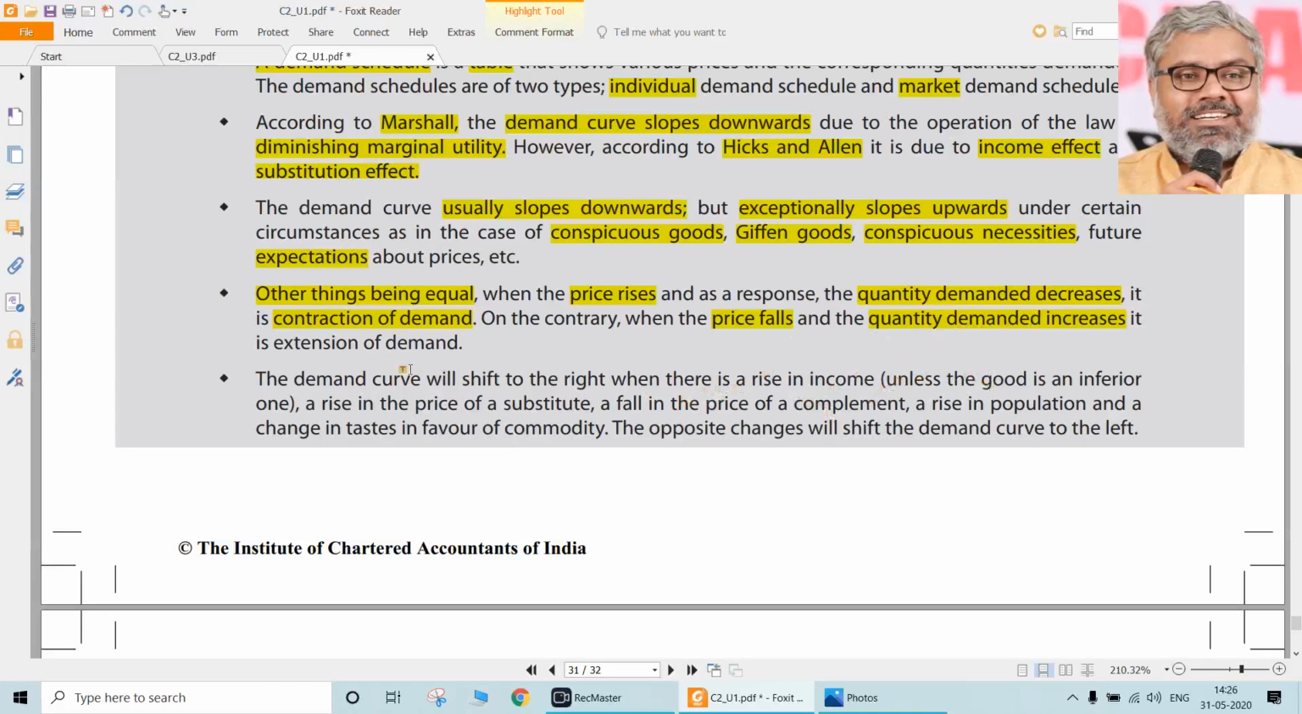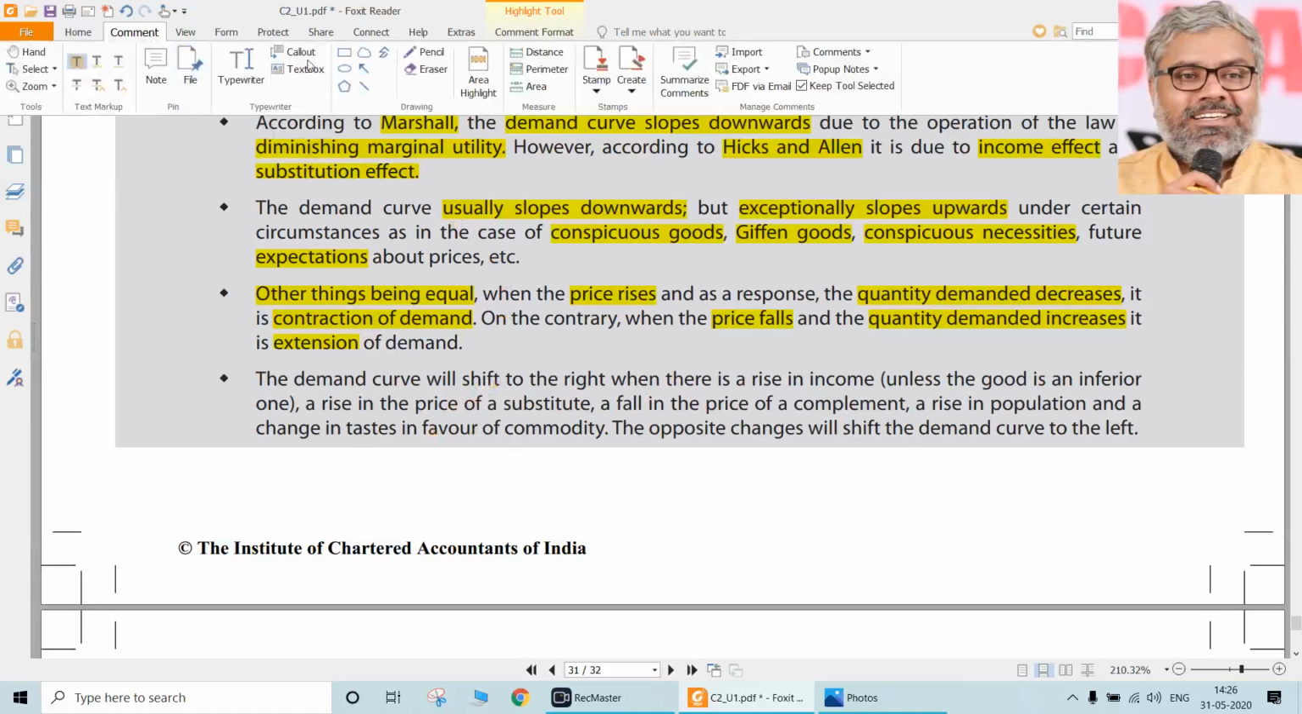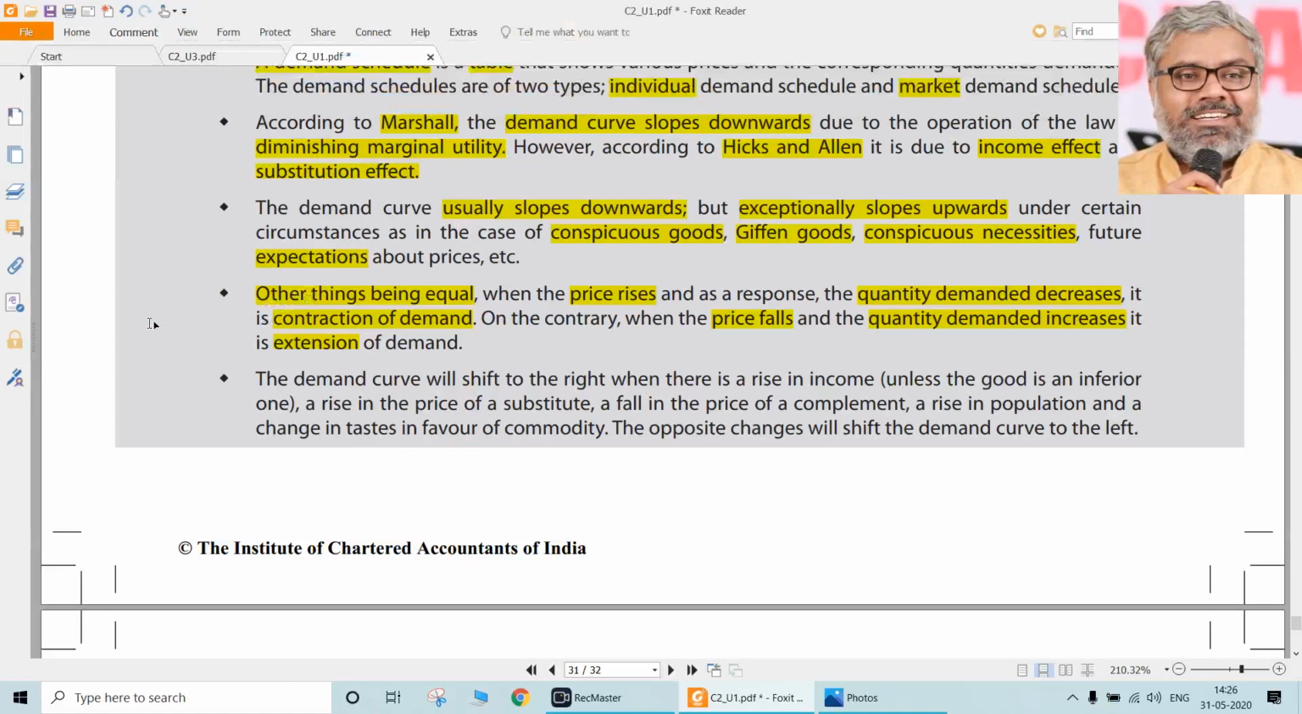And when it is increasing, you can call it expansion, extension. Extension is not a good word. Better to call it expansion of demand and contraction of demand, opposite sides. When the quantity demanded decreases, it is called contraction of demand. When the quantity demanded increases, it is called expansion of demand. So in the place of extension, you use the word expansion of demand.